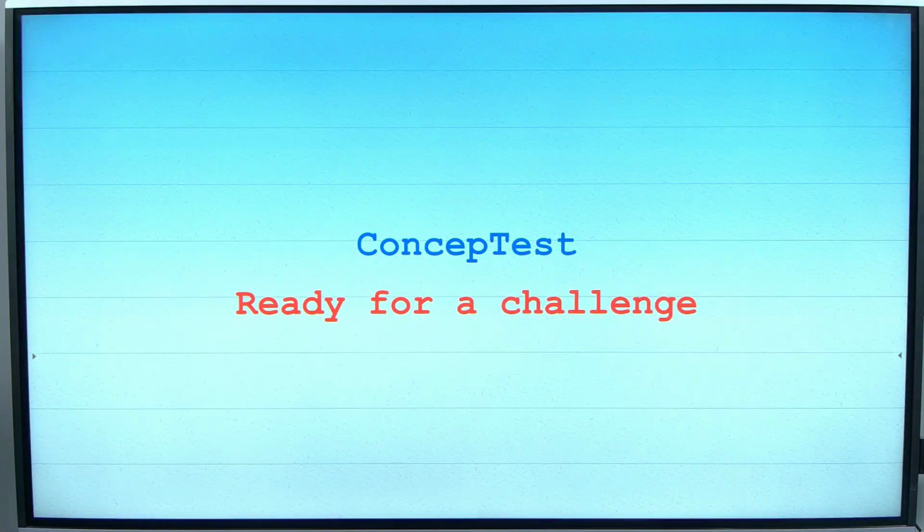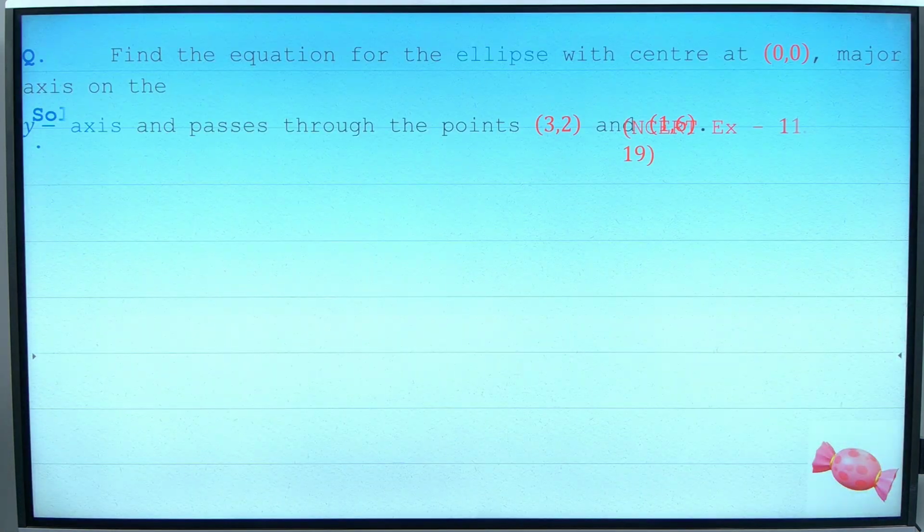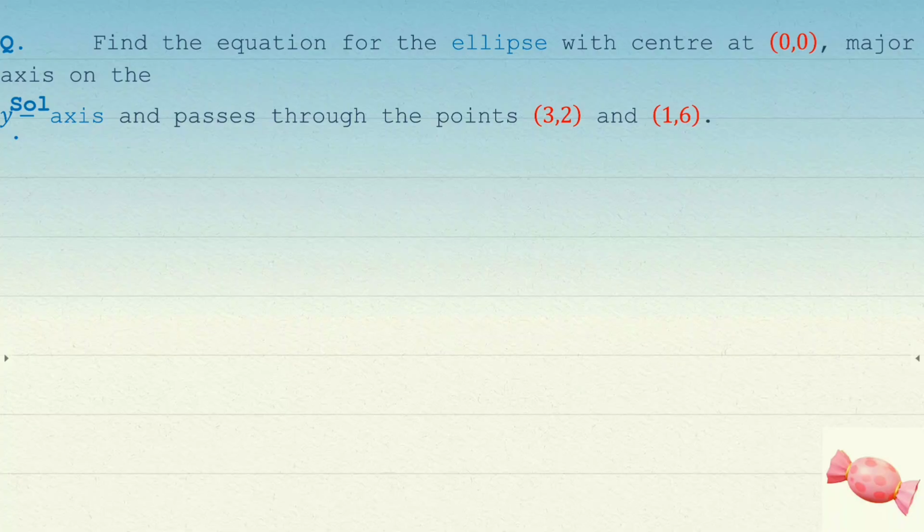Okay, ready for challenge? Yeah, we have chocolate. Come on guys. This is a chocolate sum.